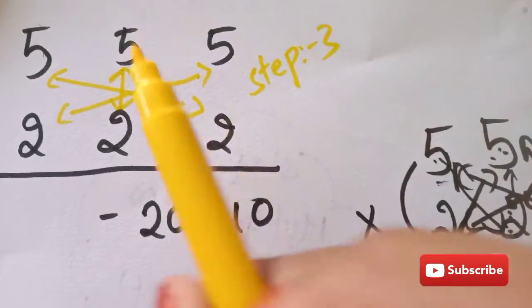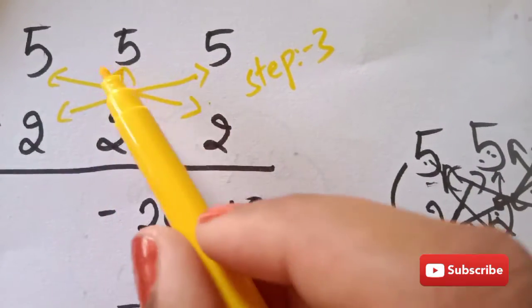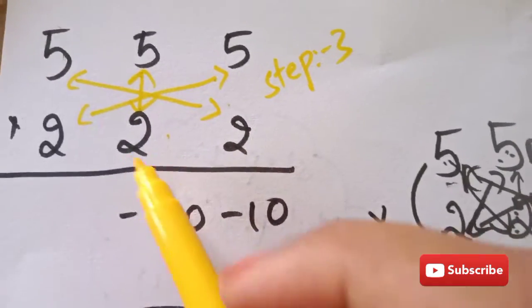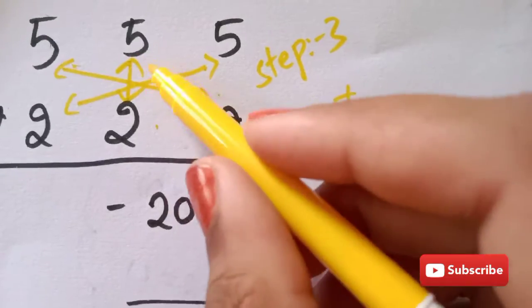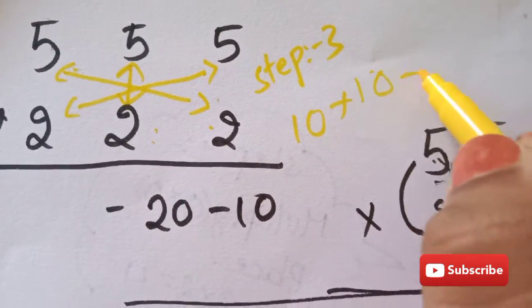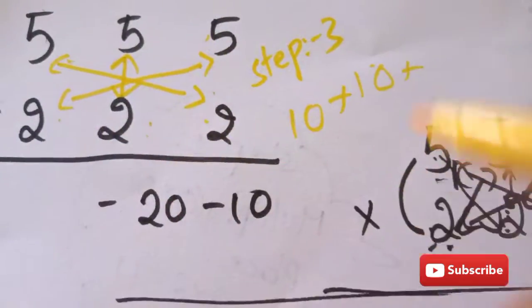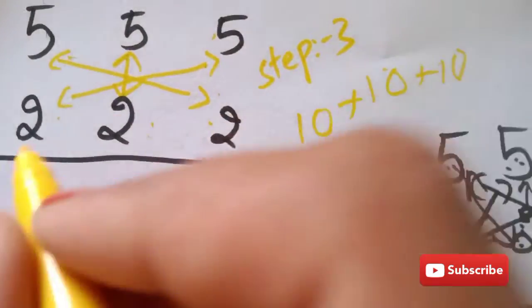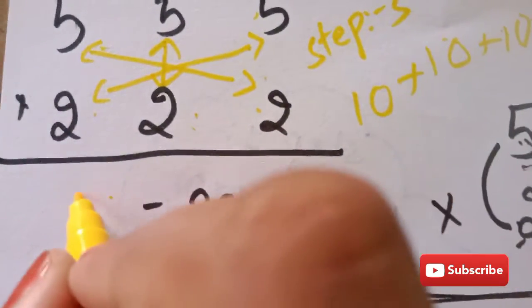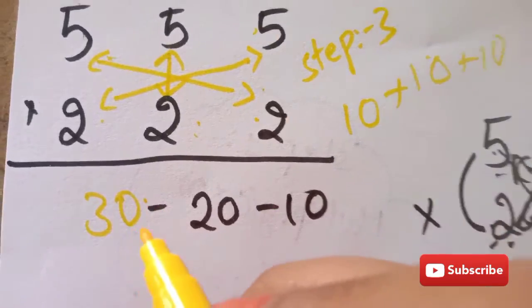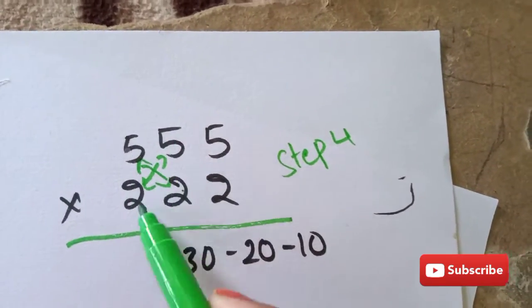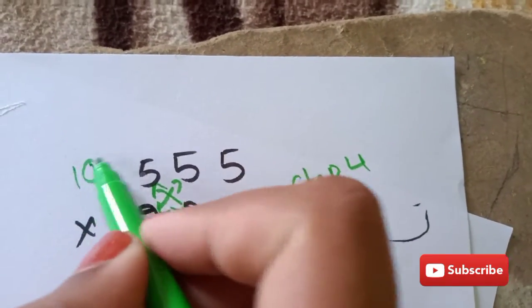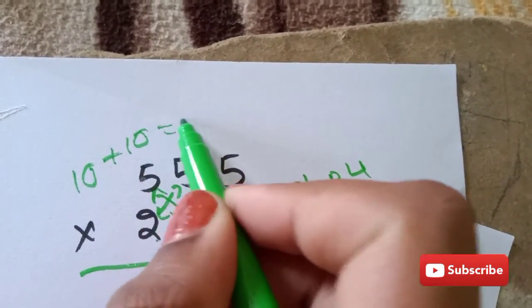Let's see the third step. Step 3. It's quite tricky, but no need to worry. 5 into 2, 10, plus 5 into 2, 10, plus 5 into 2, 10. So the answer is 30. Step 4. Hundreds place into tens place. 5 into 2 plus 5 into 2. 10 plus 10, that equals 20.